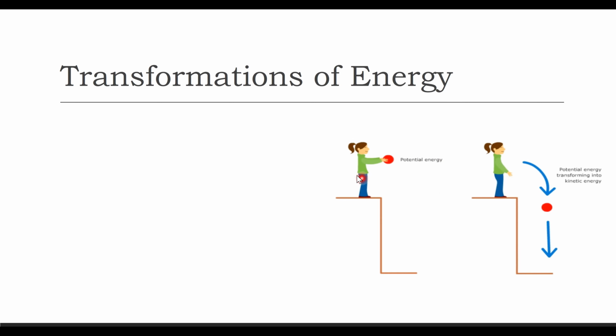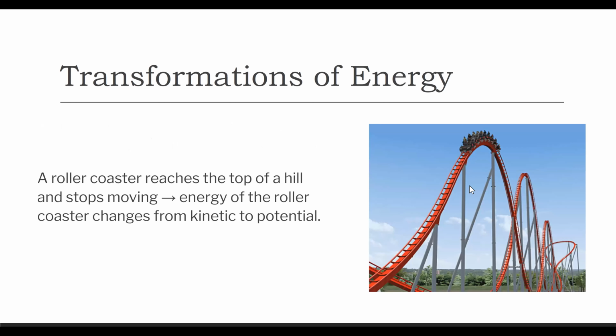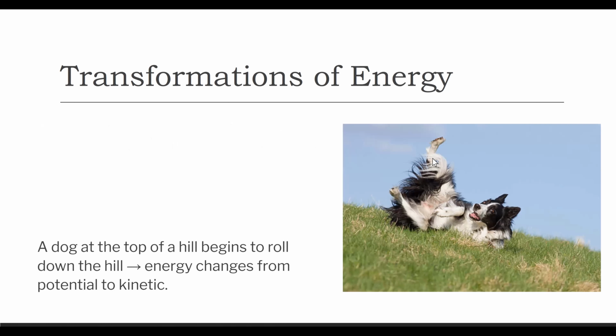I'm getting there. Here's another example of a parked car, and it starts to move. It goes from potential to kinetic. Here's a roller coaster. If you're sitting at the top, you know how it goes click, click, click, gets to the top, and then it's not moving: potential energy. Then as soon as it starts to move, it goes down the swoop, it changes into kinetic. And then this little silly dog is rolling down a hill. At the top of the hill, he has potential energy, then he starts rolling, and that turns into kinetic energy.